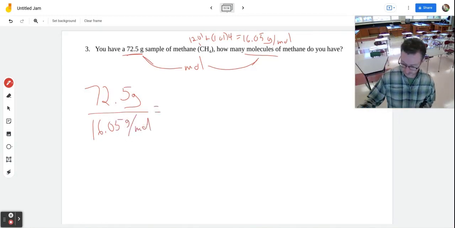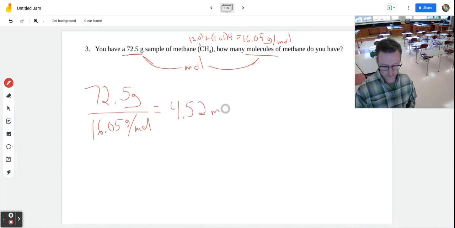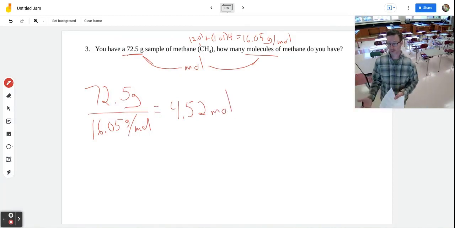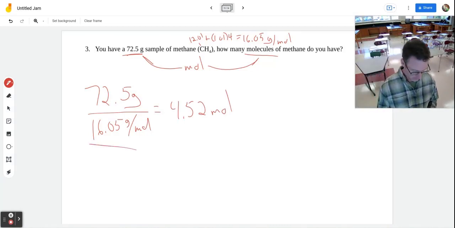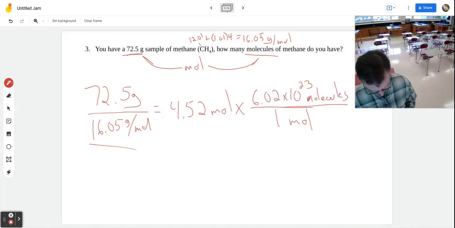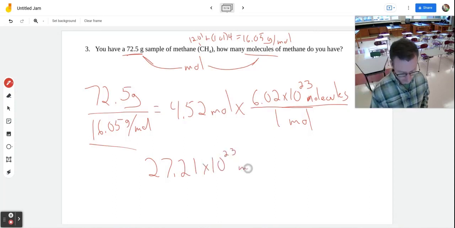So 72.5 grams divided by 16.05 is 4.52 moles, right? So I've got 4.5 times the amount it would take to make one mole. So 4.5 moles. Now I can convert moles into units by multiplying by the number of things in each mole. So 4.5 times 6.02 times 10 to the 23rd is 27.21 times 10 to the 23rd molecules.